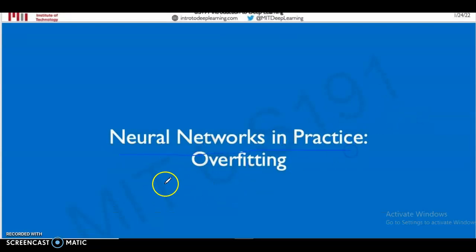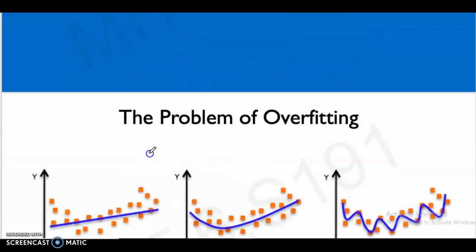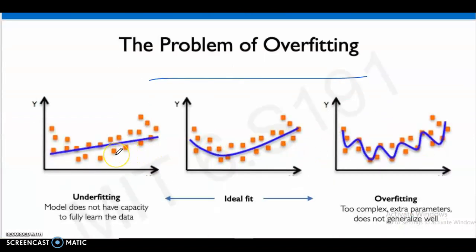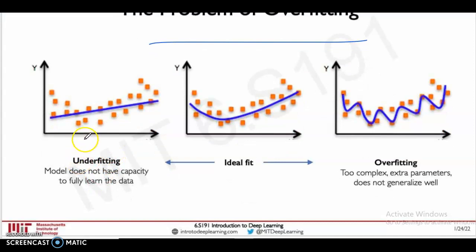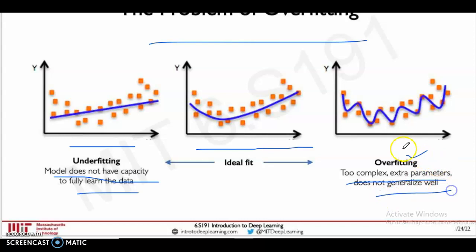Neural networks in practice: the problem of overfitting. Underfitting: the model does not have the capacity to fully learn the data. Ideal fitting. Overfitting: too complex, with extra parameters, and it doesn't generalize well. This is overfitting, this is the ideal fit, and this is underfit.